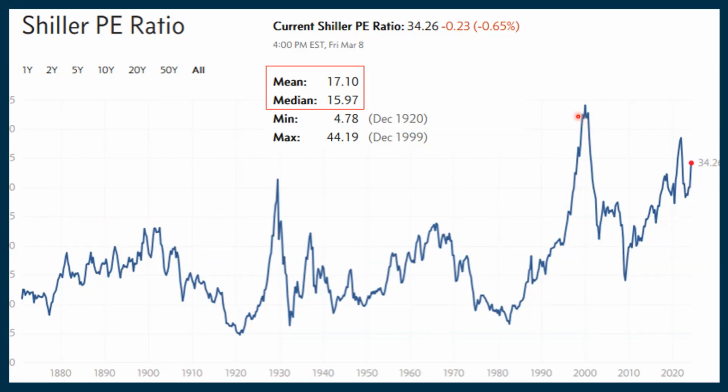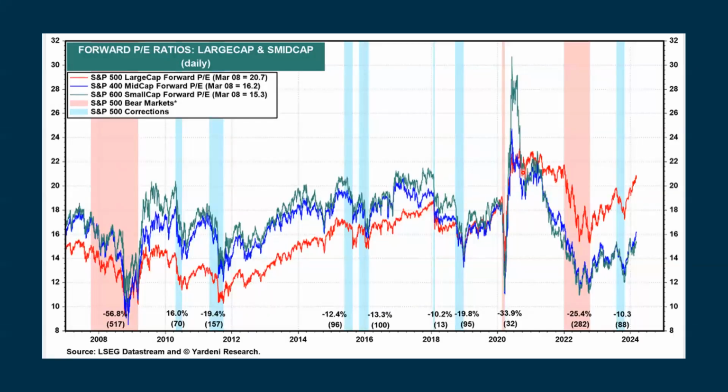We can also look at this by calculating the median and the mean, and we're just under 16 for the median and just over 17 for the mean. So right now, we're about double the price when looking back at earnings reports to suggest that, yes, the market is overvalued at this time. But the market doesn't do that.